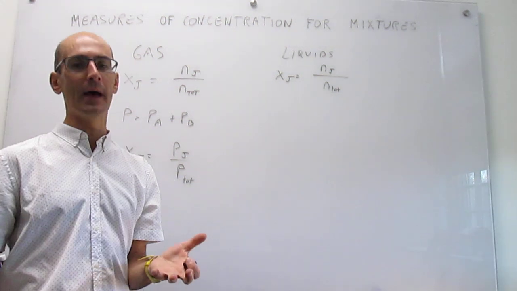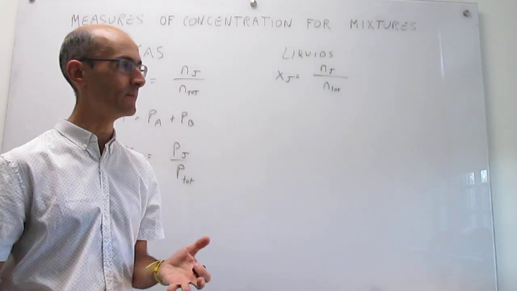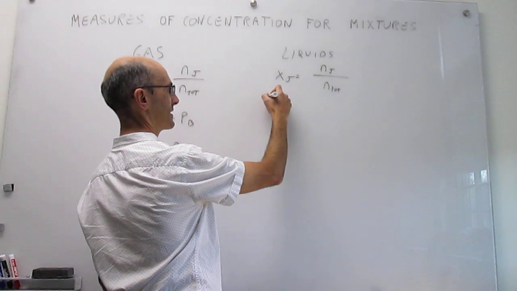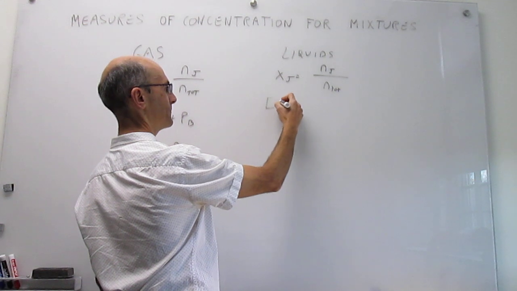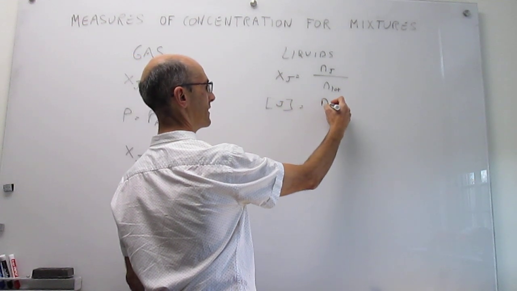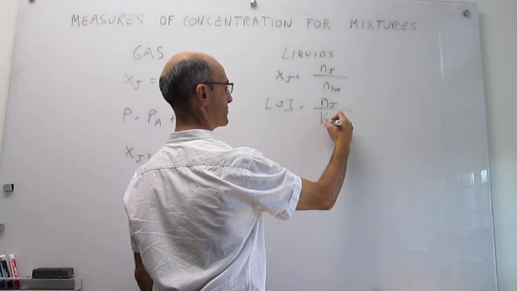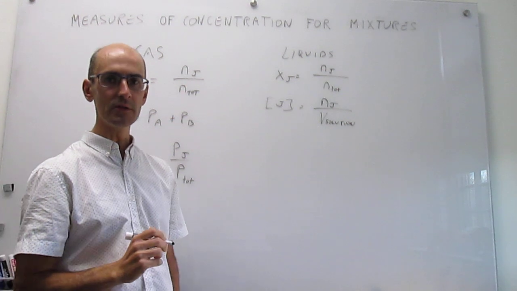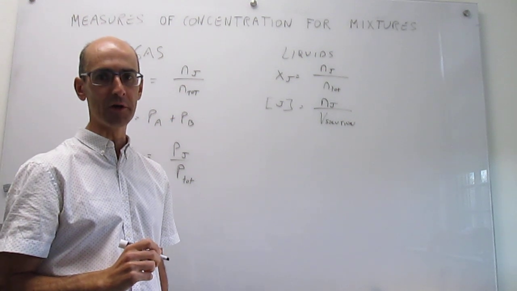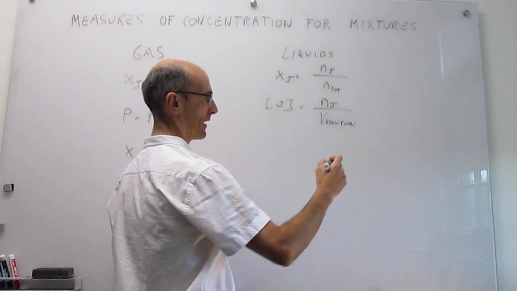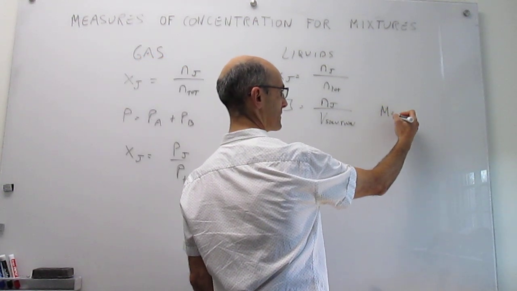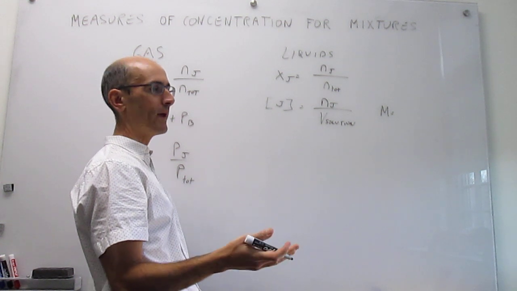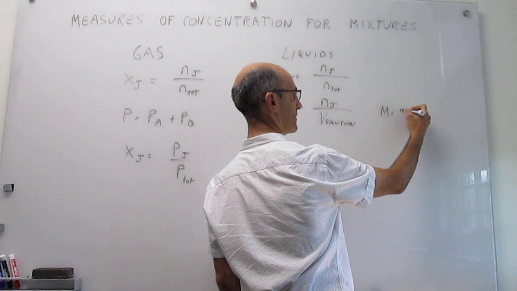more common. Perhaps the most common would be molarity, or molar concentration. So molarity usually is expressed with brackets for component J, and that is simply the number of moles of J over the volume of the solution. Now, the units of this molar concentration are typically mole per liter, which we call molar, or capital M. So this capital M, usually when you have a concentration of, say, 0.1 molar or 1 molar, that means mole per liter.